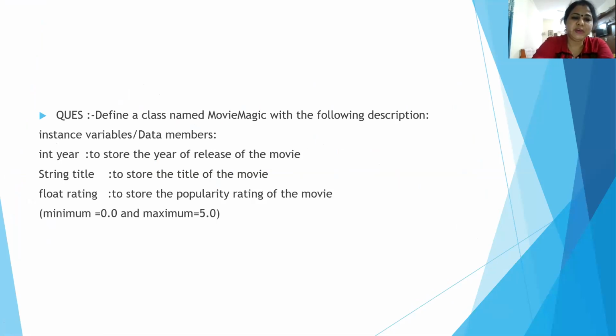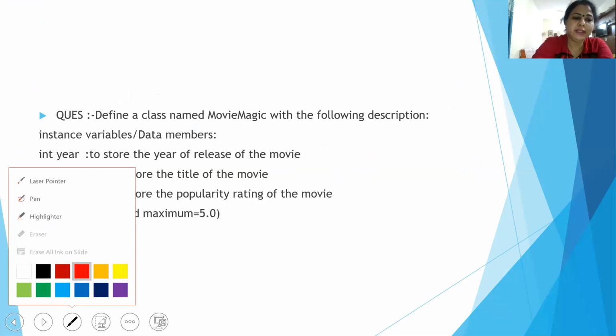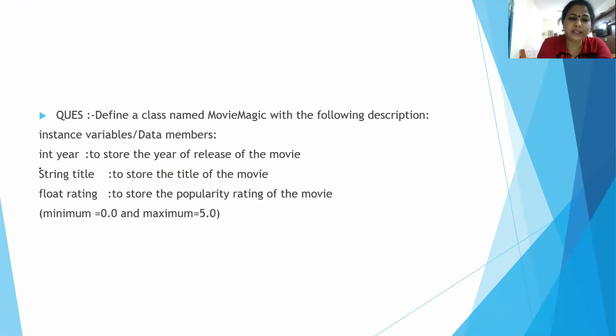The question is: there is a class called Movie Magic with the following description. It has instance variables or data members. The first is int year, which is used to store the release year of the movie. Second is string title, which is used to store the name or title of the movie. Third is float rating, to store the popularity rating of the movie, meaning how popular this movie is. The rating data will be based on a minimum of 0.0 and a maximum of 5.0.